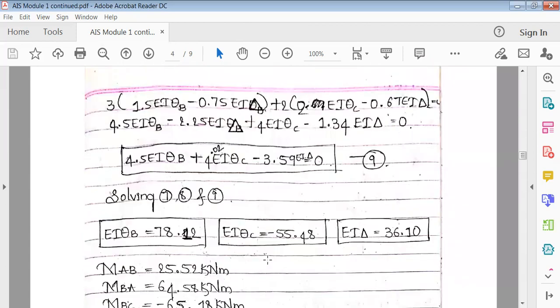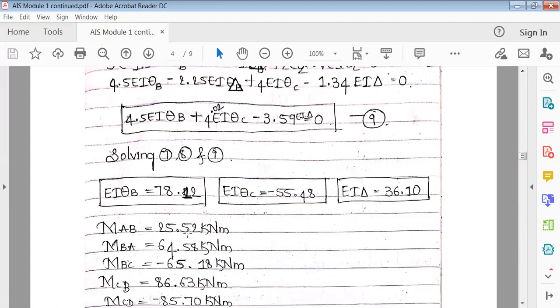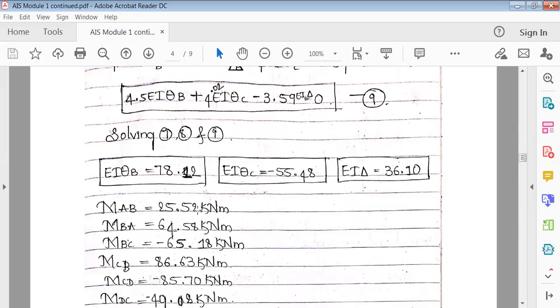For all sway analysis, you have to take the joint equilibrium equations at the top of the columns. Once you get this, you now have three equations. Use them in the calculator. Again, when solving this, be very careful with the signs. So solve equations 7, 8, 9 in the calculator, and you'll get the theta b value, theta c value, again careful with the sign, and the delta value.